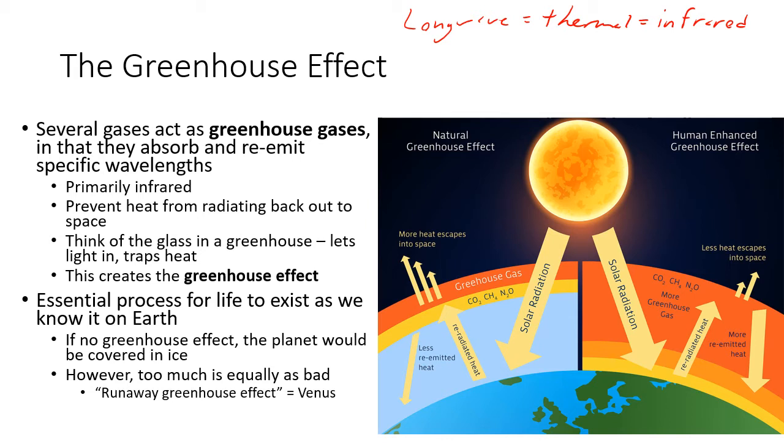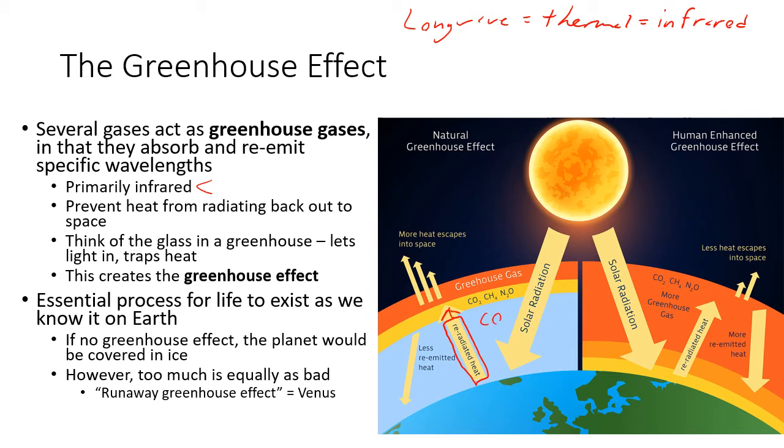So the surfaces are going to re-radiate out that energy as infrared, but some gases can absorb infrared radiation. Those are what we call greenhouse gases. Carbon dioxide, methane, nitrous oxide, and water vapor are your main greenhouse gases, and they can absorb infrared radiation. So as the oceans or the land surface re-radiates out this heat, some of it is going to be absorbed by the gases in the atmosphere.